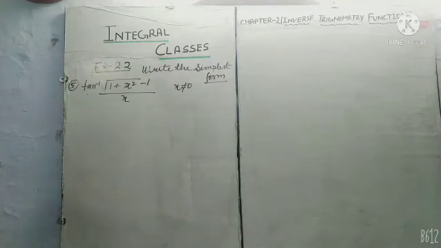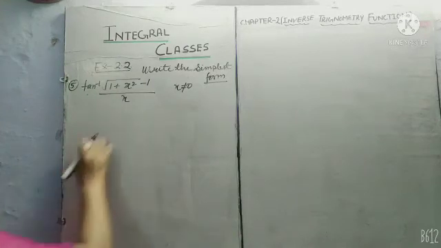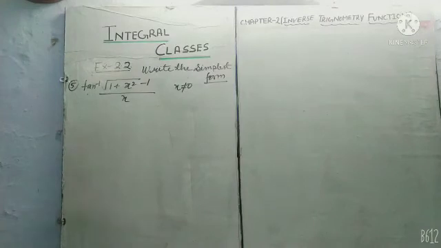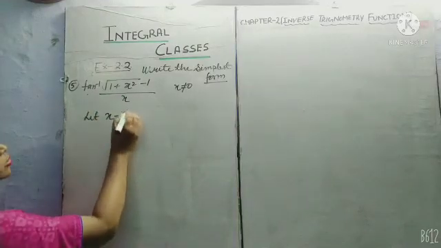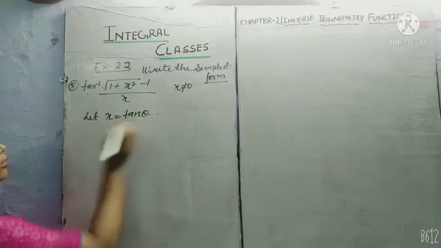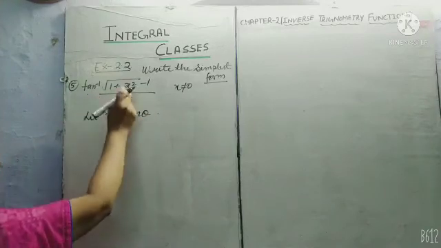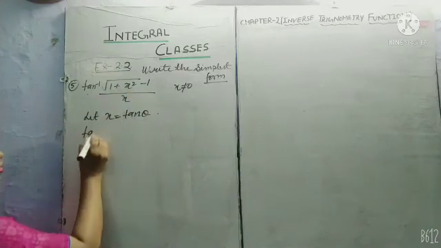Now student, the proving part is completed, question number 1 to 4. In question number 5 we will start, and from question number 5 we have to write this function in a simple form. So student, for this first we will substitute, let x is equal to tan theta. So we will replace x by tan theta.